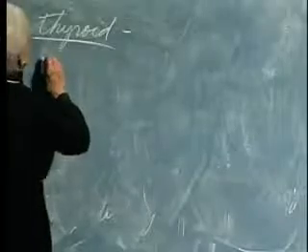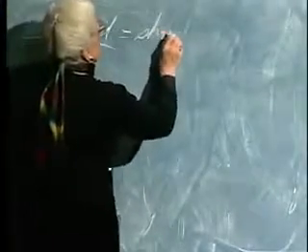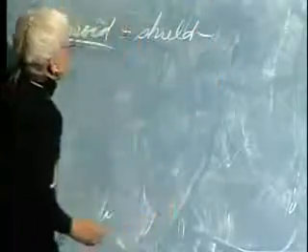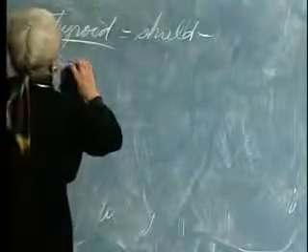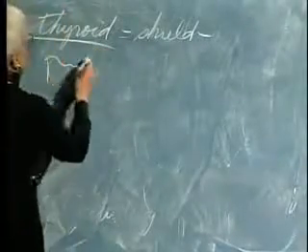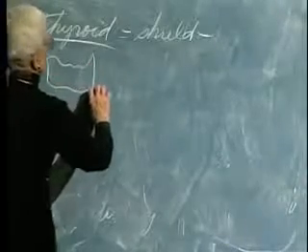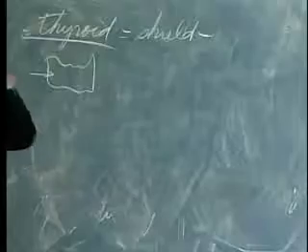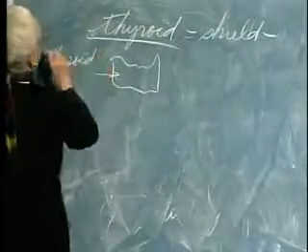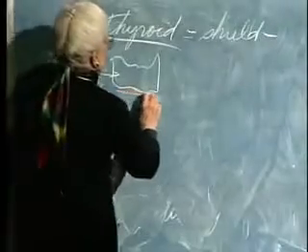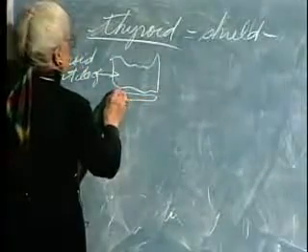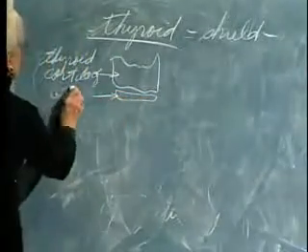What does thyroid mean? Shield. We're familiar with it with the thyroid cartilage. So we would have a shield of cartilage. As we look at the larynx, this would be the thyroid cartilage. What cartilage was immediately inferior? Cricoid. Good for you. Cricoid cartilage.